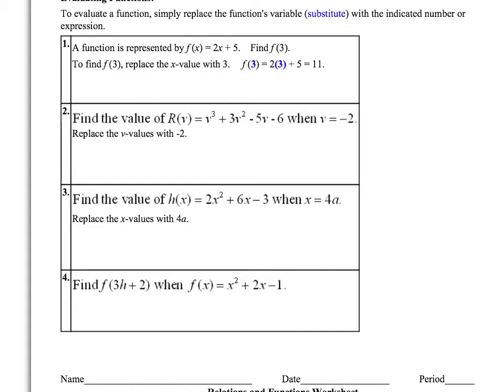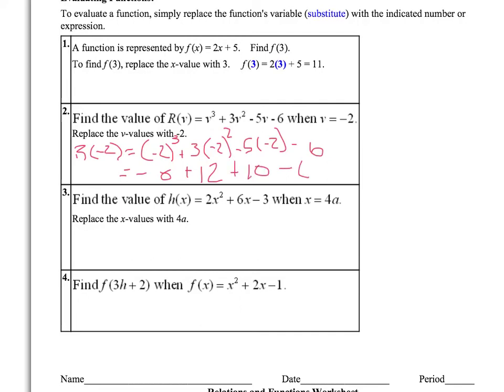Let's try number 2 here. For number 2, r of v, and we want to find when v equals negative 2. So what you're going to do is replace your v values with a negative 2. So it's going to be negative 2 cubed plus 3 times negative 2 squared minus 5 times negative 2 minus 6. Negative 2 cubed is a negative 8. Negative 2 squared is 4 times 3 is 12. Negative 5 times negative 2 is positive 10 minus 6. Either do it in your head or type it in your calculator. You get 8 as a final answer.